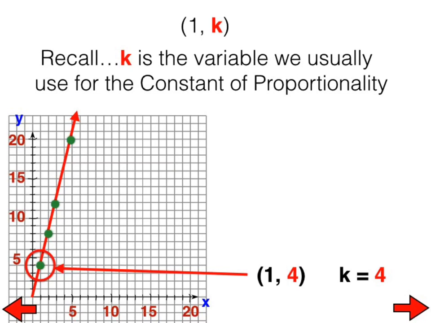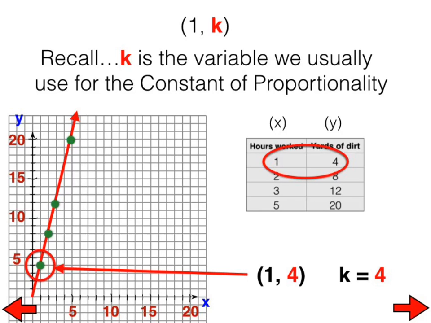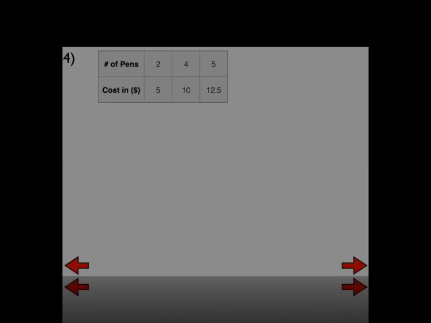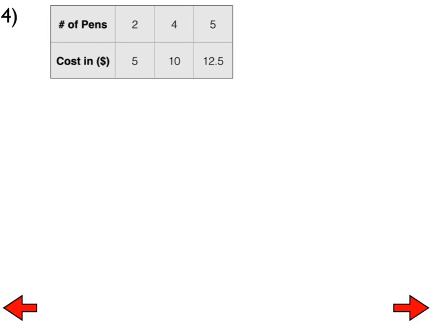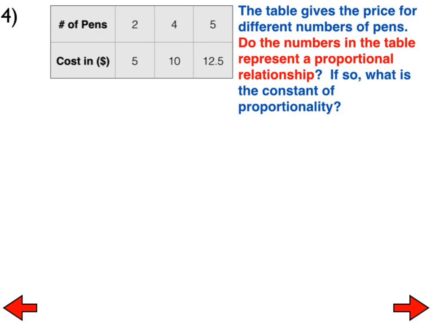And I already talked about that. All right, here's number 4. Go ahead and quickly plot all 3 of those ordered pairs and answer the questions if you can. So the first thing that I'm asking you is, do the numbers in the table represent a proportional relationship? Does it look like they do? Yes or no? Yes. It looks like they do. So let's go ahead and plot those.